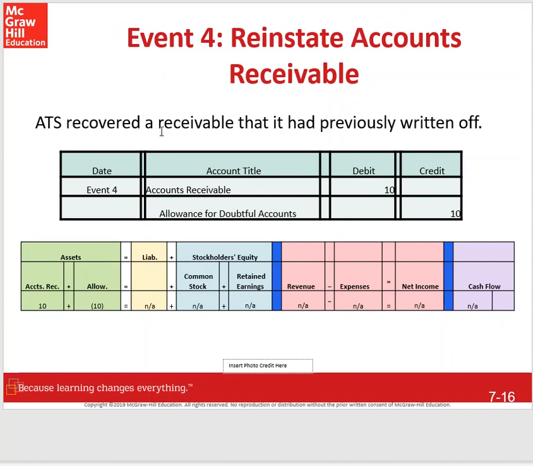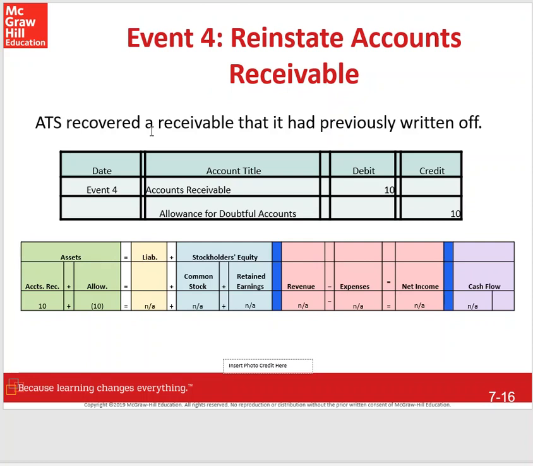ATS recovered a receivable that it had previously written off. Okay, so you know our customer that previously told us that they don't like our tutoring service and they're not going to pay us the $70? Well, they had a little change of heart. I guess they slept on it for a bit and they feel bad about it and they're still not going to pay us the full $70, but they've decided to pay us a whopping $10. As the accountant, this is the part where I just roll my eyes and say, why?